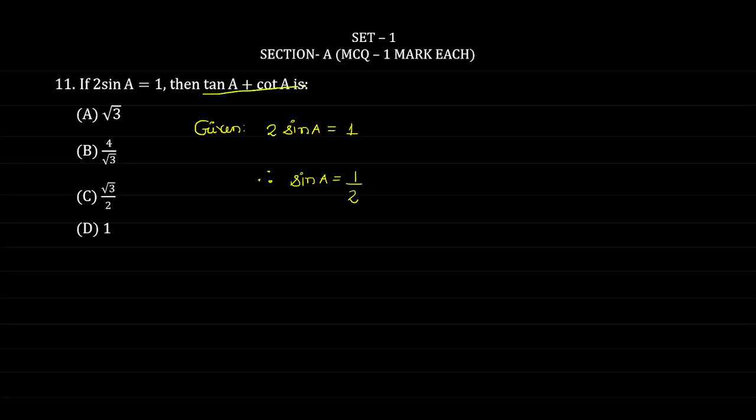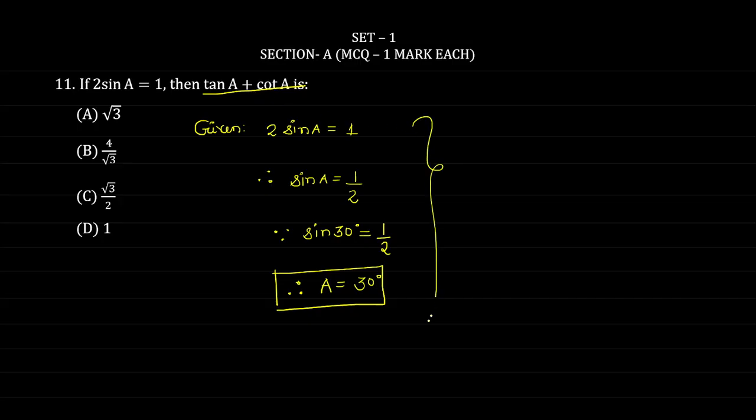Now, we have to calculate this value. If we could find the value of the angle A, then we can find the solution to this question. So, you have to think about what could be the value of A so that the sine of that angle is 1 by 2. We know very well that sine 30 degrees is equal to 1 by 2, therefore you can write A is equal to 30 degrees, correct? If A is equal to 30 degrees, then we will put the value here.